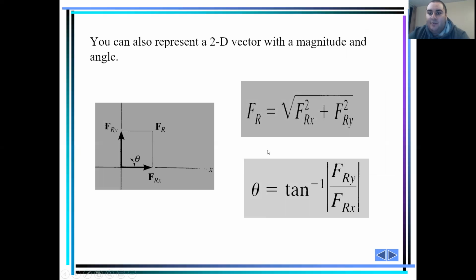After that, we get the magnitude of the resultant vector by using this equation, the square root of FRx squared plus FRy squared, and the angle of the vector is tan inverse of FRy over FRx. So basically, we can represent any 2D resultant vector with a magnitude and angle as shown in this figure.